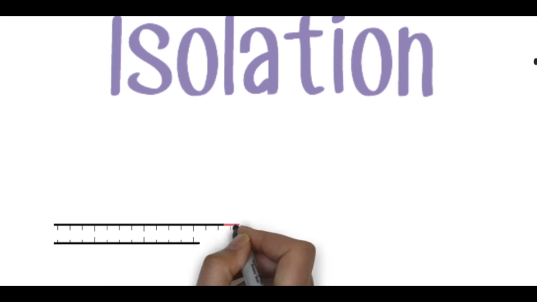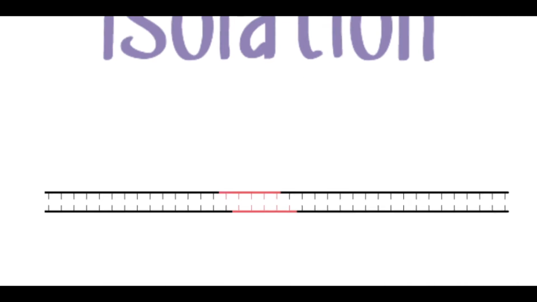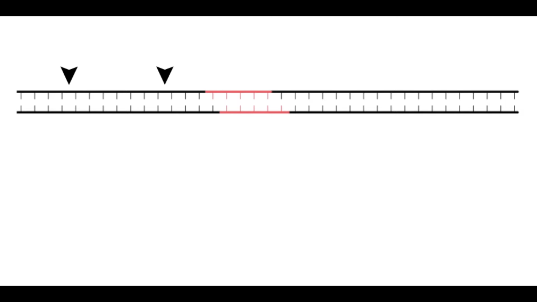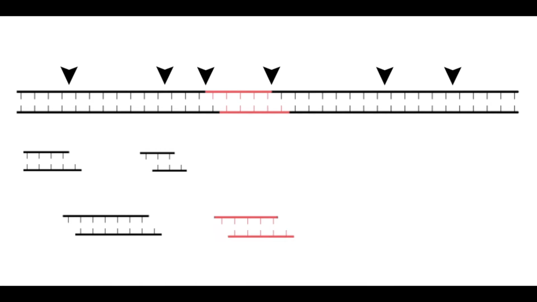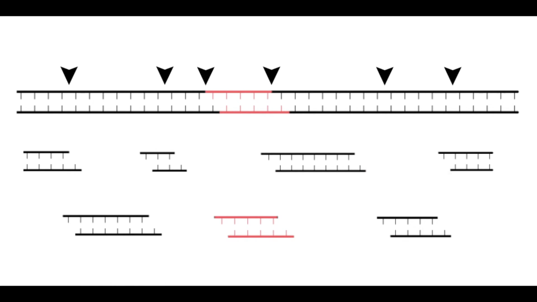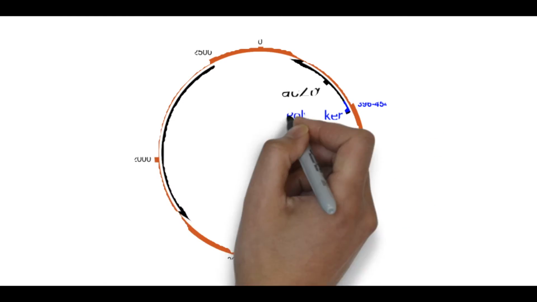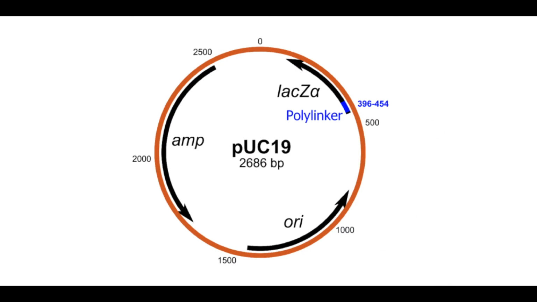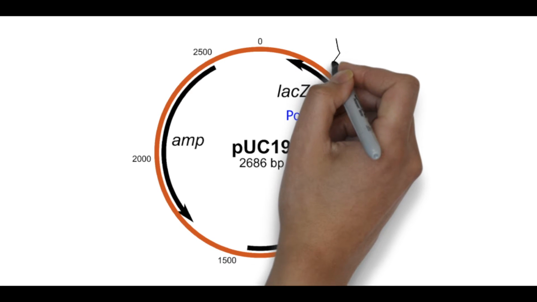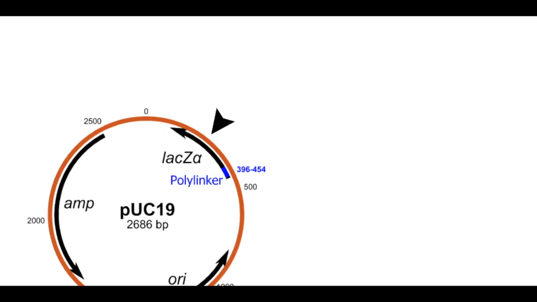To obtain the gene of interest, the gene has to be isolated from the entire genome. First, restriction enzymes are used to cut the DNA of the genome into fragments. The fragment containing the gene of interest is then purified to get rid of other undesired parts. A bacterial plasmid containing a LEX-Z gene and an ampicillin-resistant gene is cut with the same restriction enzyme to produce complementary sticky ends. The restriction site is found within the LEX-Z gene.